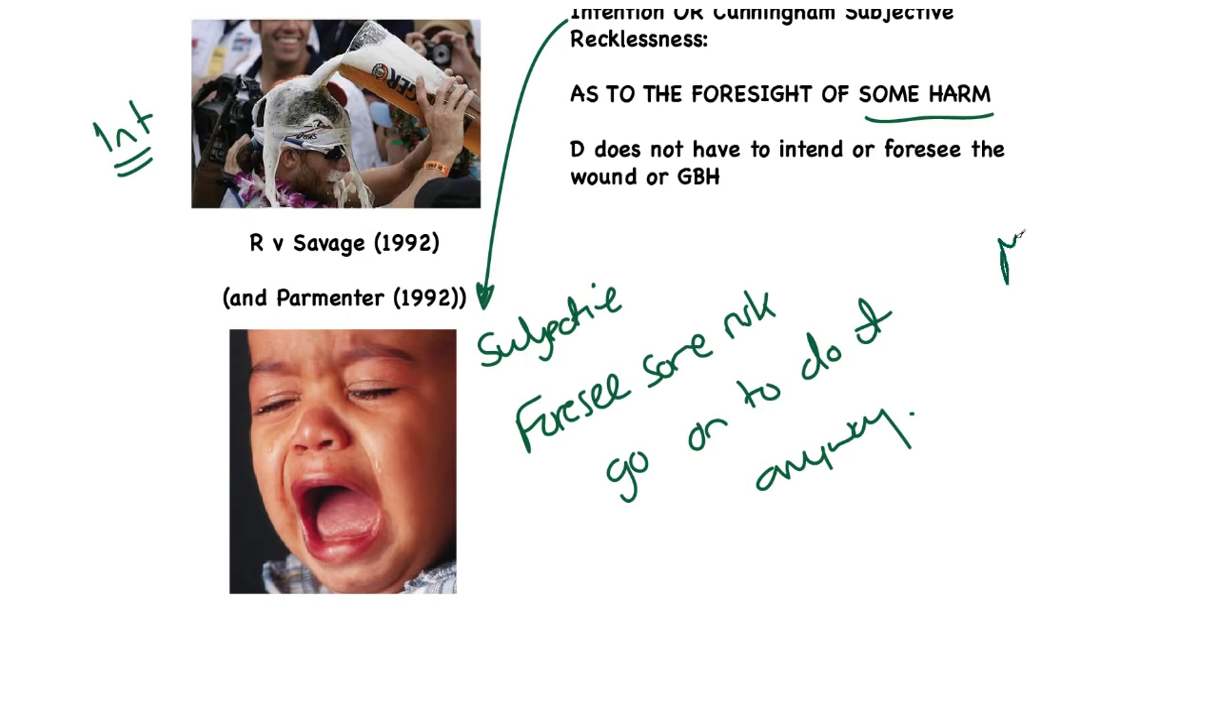You may hear of something called the Mowat gloss. That Mowat gloss refers to the original case, if you like, and it's a 1976 case, so long before these. And Mowat is the first case that says that there has to be a foresight of some harm, not the actual harm caused. But we tend to stick now just to Savage and Parmenter. Savage deals with the intention element, Parmenter deals with the subjective recklessness element.